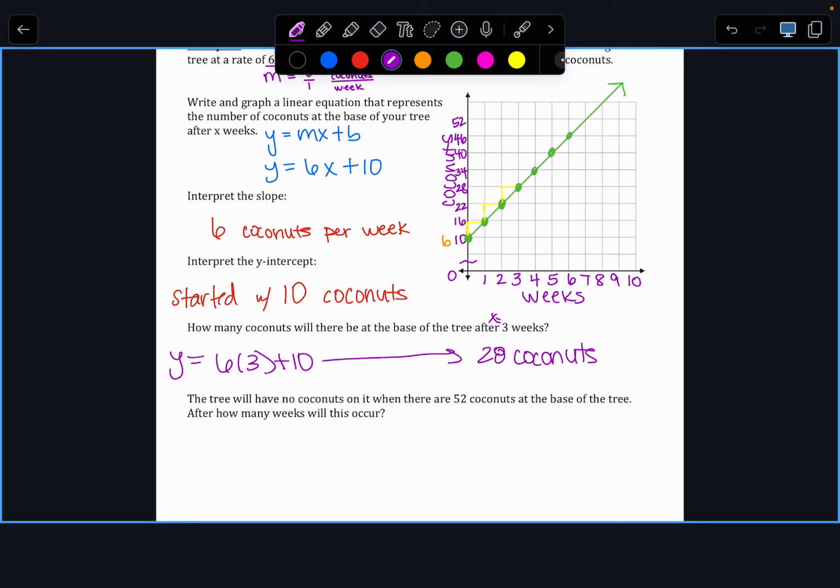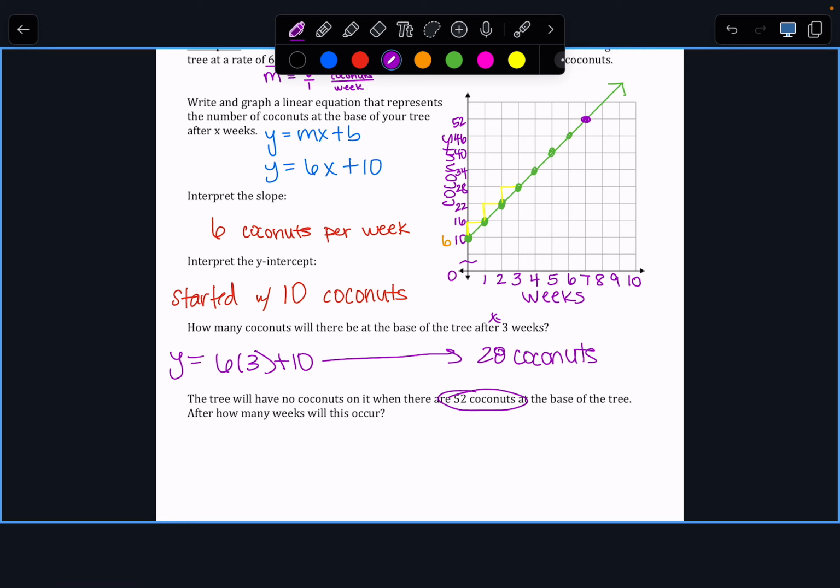See if you can answer the next question. It says 52 coconuts. Use the graph. See if you can figure that out. Well, here's 52, right? 7.